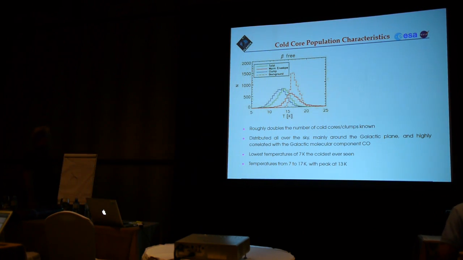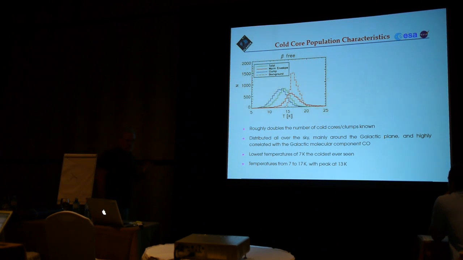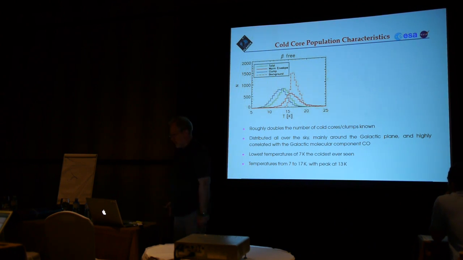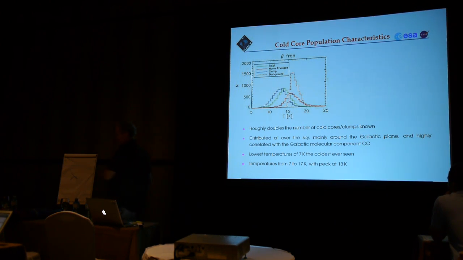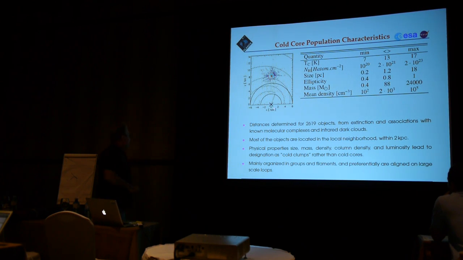Cold core population characteristics, the temperature found, these are very cold objects. So the coldest found, 7 Kelvin temperature determined, and that's the coldest cold core ever found, okay? Average 13, the warmest is 17 Kelvin. So as one of the press release one-liners said, the coldest object in the solar system, namely Planck detectors, are detecting the coldest astronomical objects in the solar system. Something like that. This is where they are.